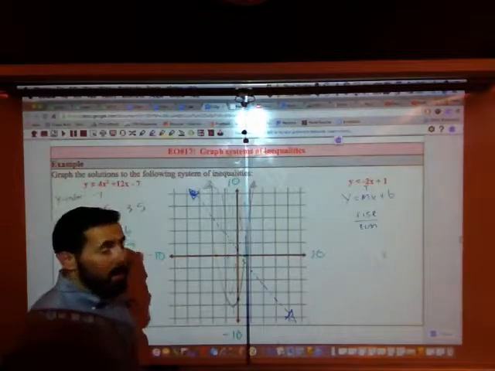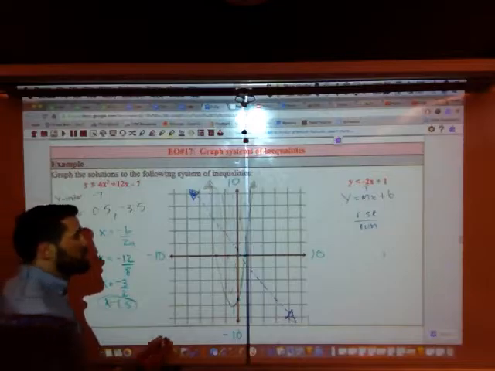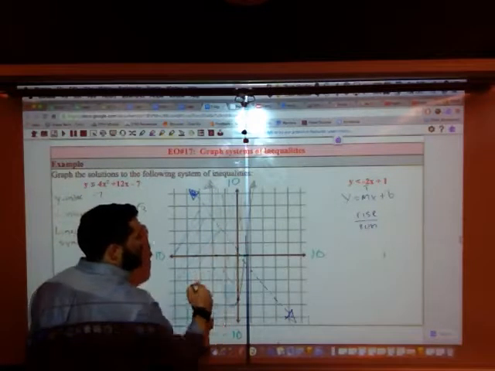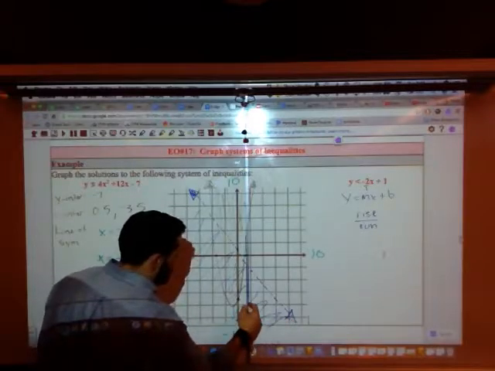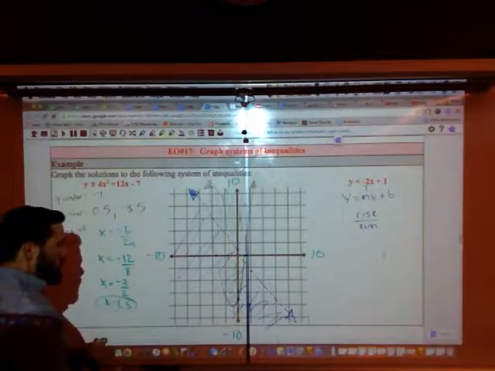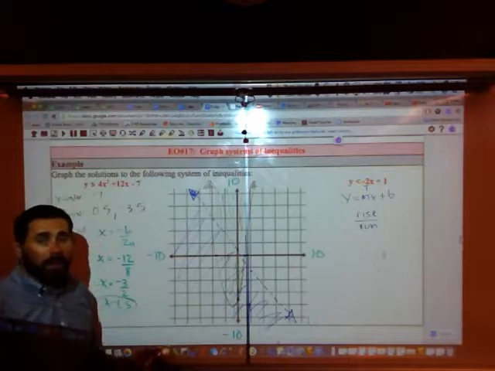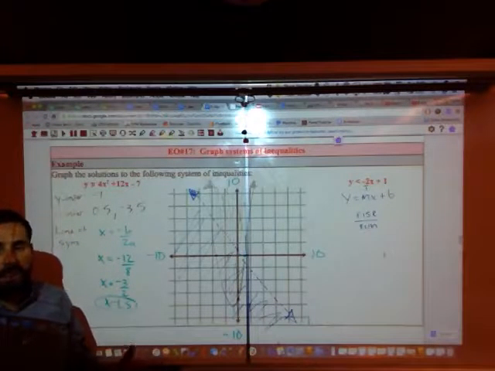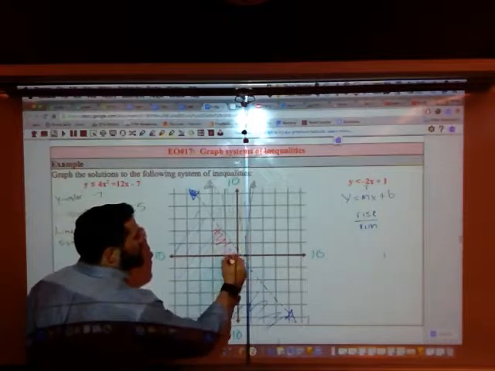That's a little crooked, I apologize. Now I shade below. So all the answers to this guy are below this line. Okay? So I have both inequalities graphed. The solution to the system is only the overlap. So this is the solution.